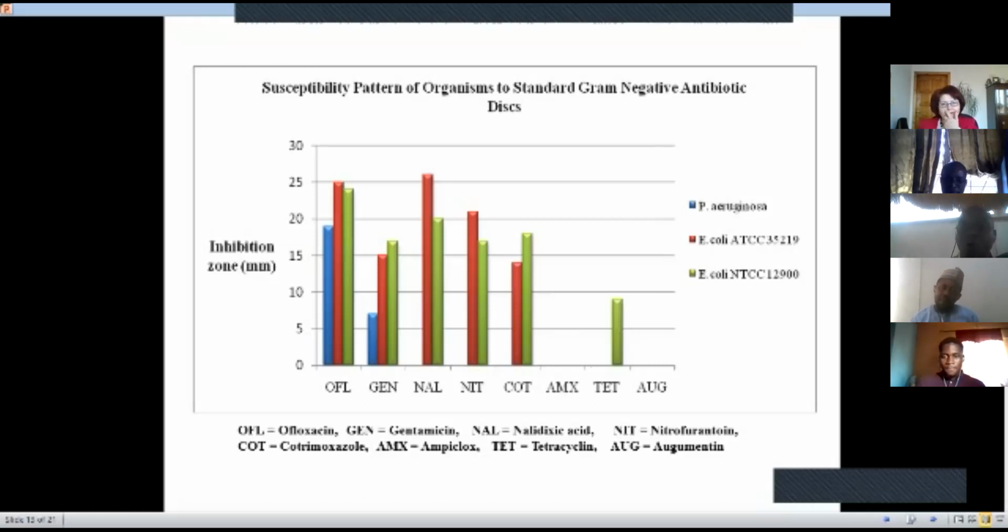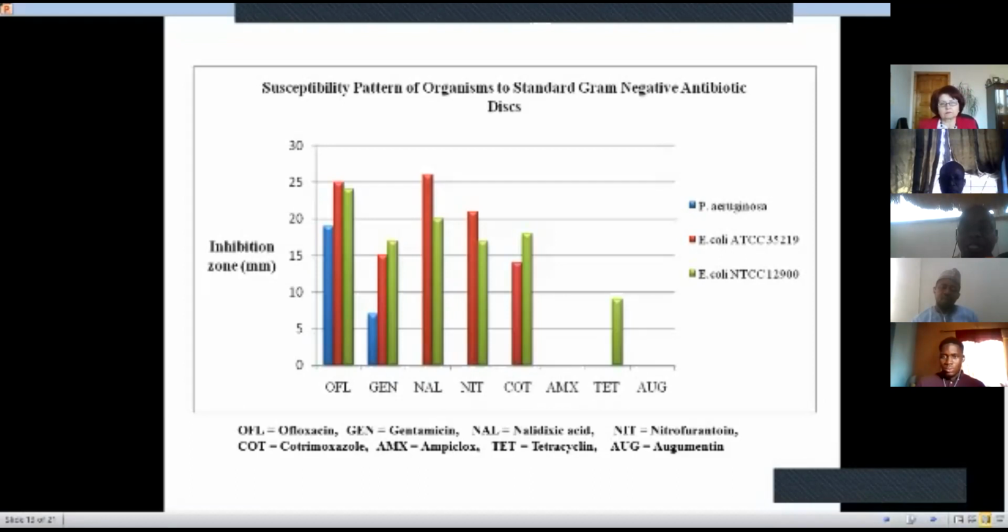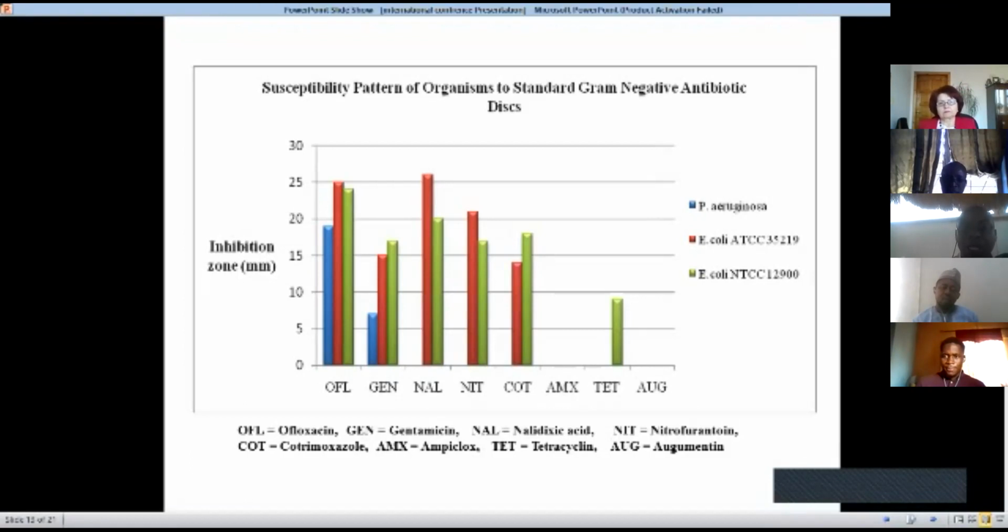Now, we also subjected most of these multi-organisms to the conventional antibiotics, and those are the conventional antibiotics which we normally use. They involve gentamicin, cotrimazole, ampiclox, tetracycline, augmentin, and what we have. So the reason why we subjected them to conventional antibiotics is to compare them to our different extracts.